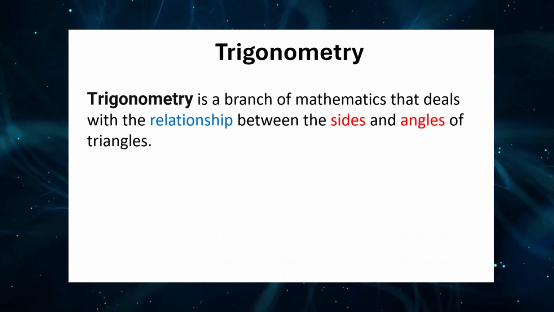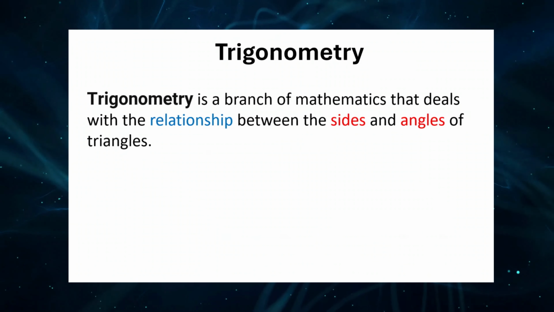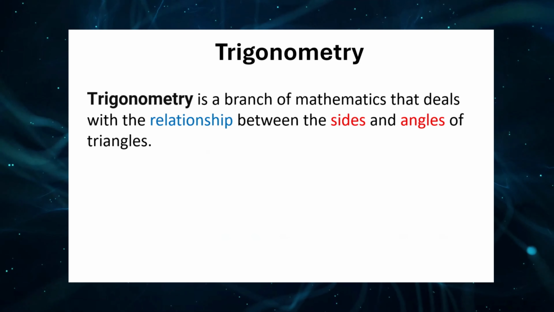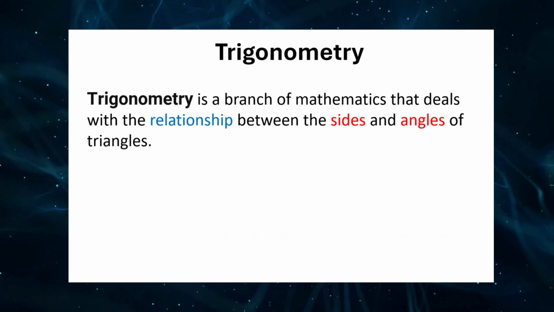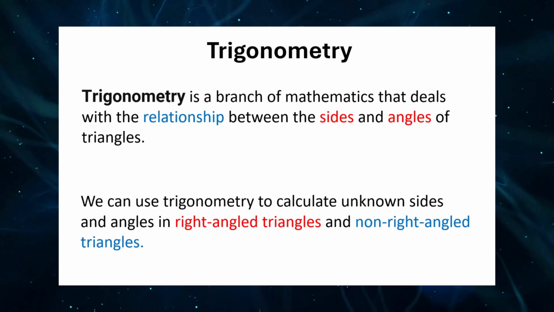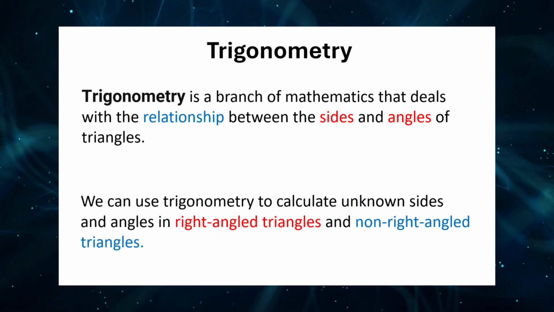Trigonometry is the branch of mathematics that deals with the relationship between the sides and angles of triangles. We can use trigonometry to calculate unknown sides and angles in right-angled and non-right-angled triangles.